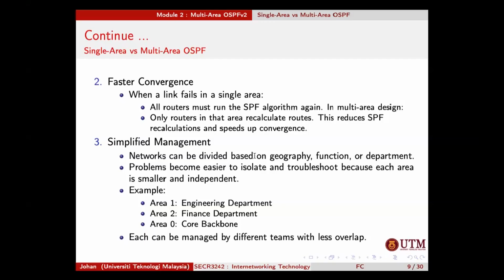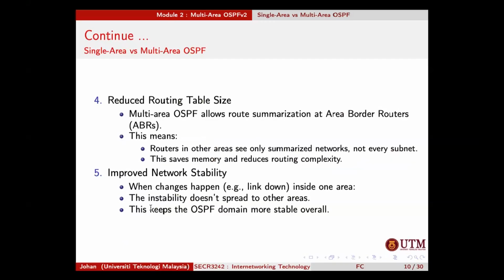Problems become easier to isolate and troubleshoot because each area is smaller and independent. For example, area 1 is the engineering department, area 2 is the finance department, and area 0 is the core backbone. Each can be managed by a different team with less overlap. Right? And then it also reduces the routing table, so we can reduce the number of routing table entries.